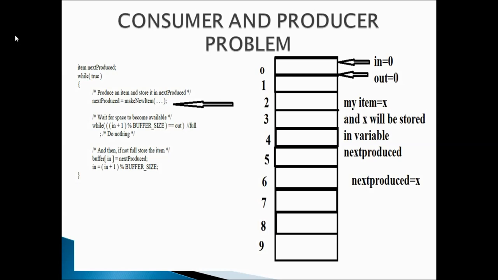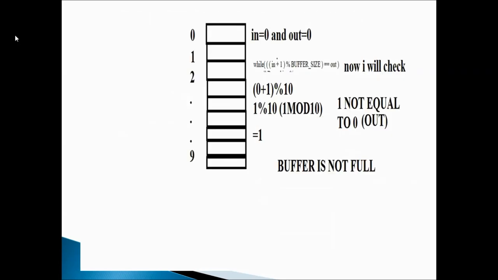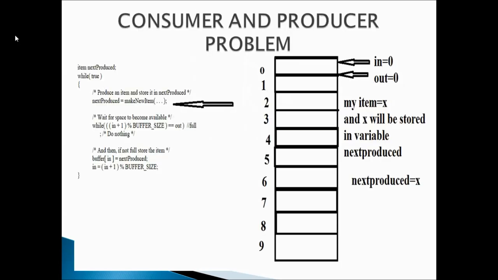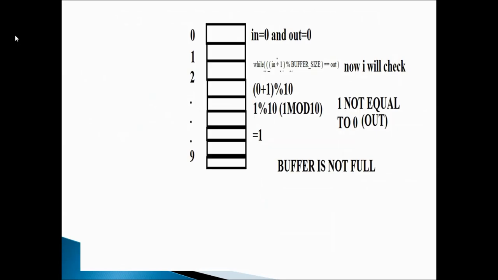Next, what do we have to check? We have to check whether the buffer is full or not. I already told you, if the buffer is full, I can't produce, right? That's why I have to check my buffer. See here, my initial pointers are what? In is equal to 0 and out is equal to 0. What is the condition there? While (in + 1) modulus buffer size is equal to out. Now I will check that.